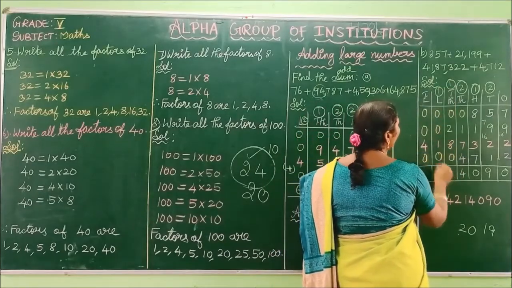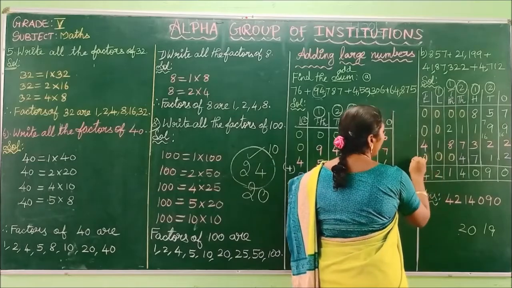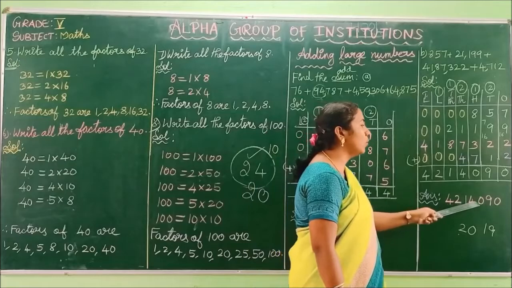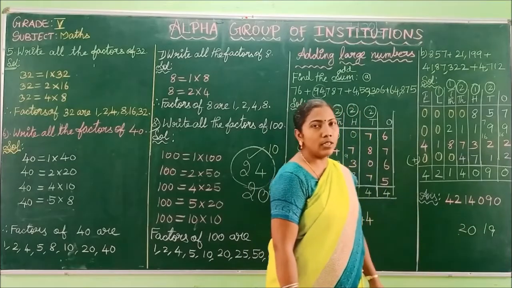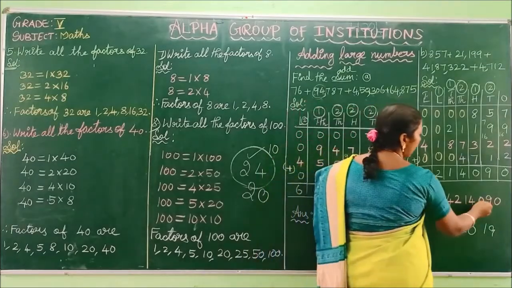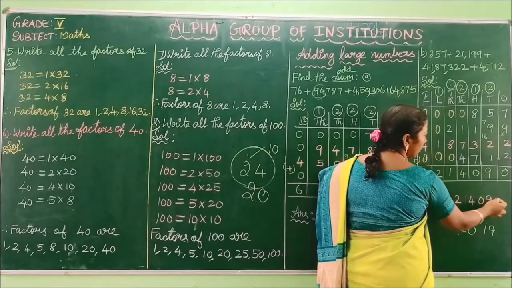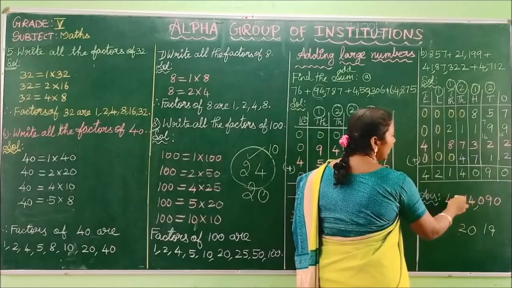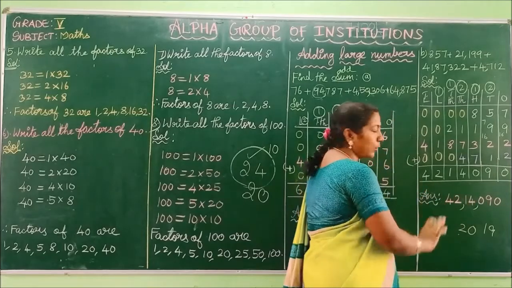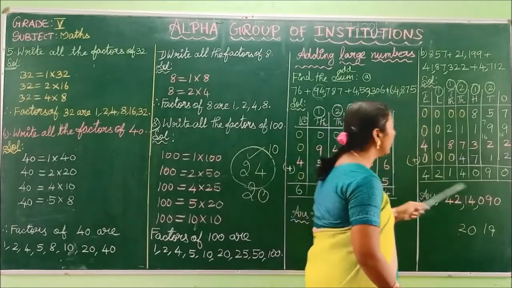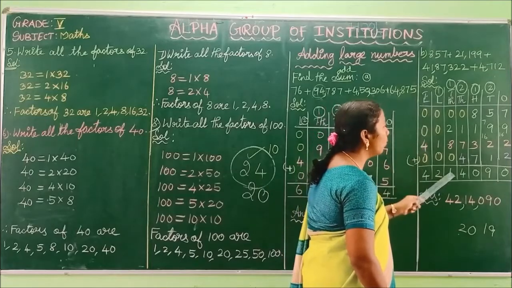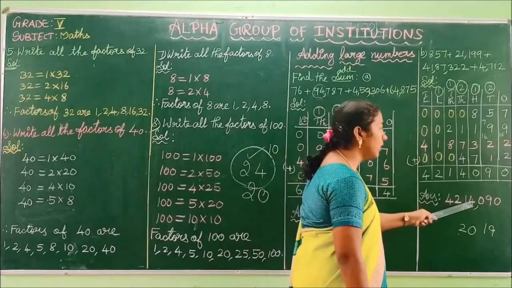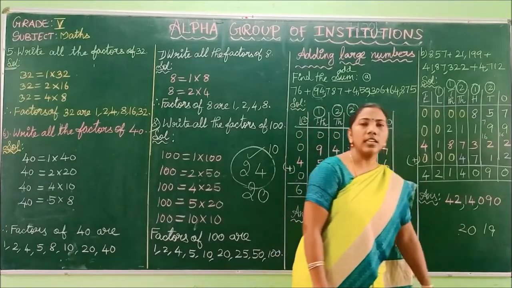1 plus 1, 2, and write the 4 as a base. Here you have to put the plus symbol. Okay? Thus your answer is 4, 2, 1, 4, 0, 9, 0. As per the English system, first you have to place the comma after the first 3 digits. 1, 2, 3. And then you have 2 digits. 1, 2. Here only 2 digits, so you have to stop up to this. How can you read this number? 42 lakhs 14,090. It's clear, children?